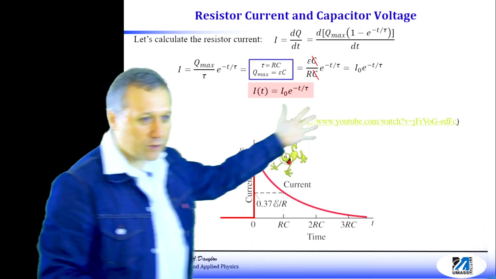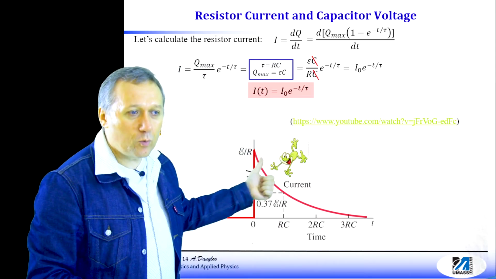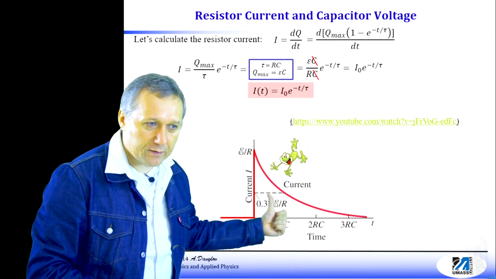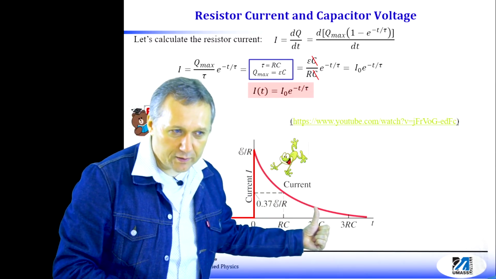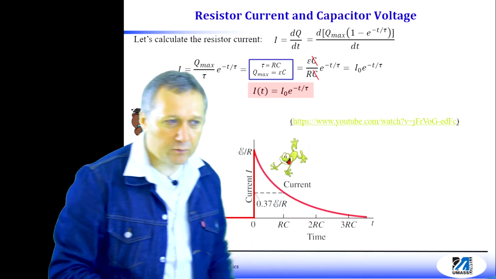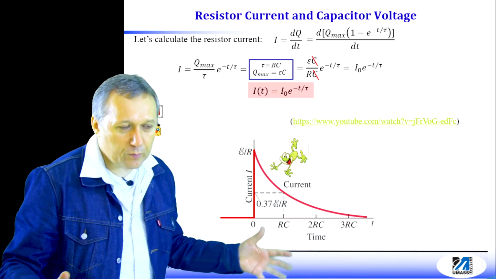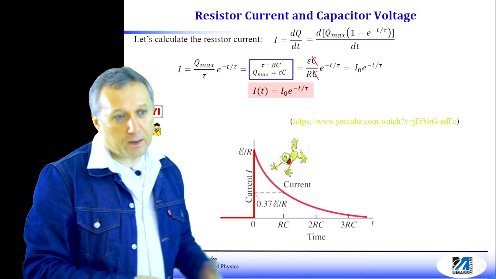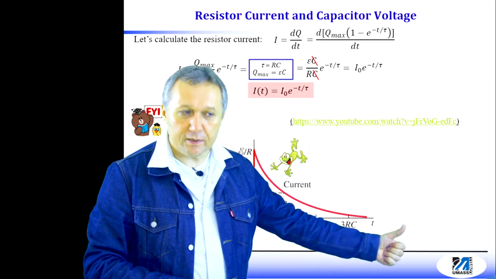So as a result, you see what happens with the current. It's more and more difficult for new electrons to arrive at the capacitor, and as a result, the number of electrons arriving gets smaller and smaller. And eventually, when the capacitor is fully charged, it will be impossible for new electrons to arrive. So of course, current will disappear.